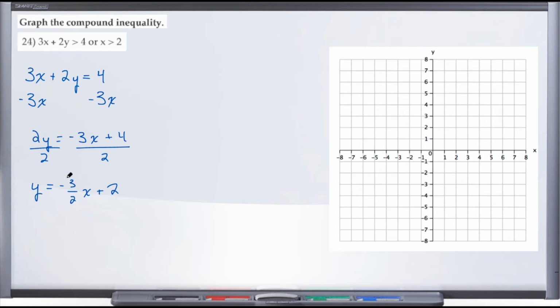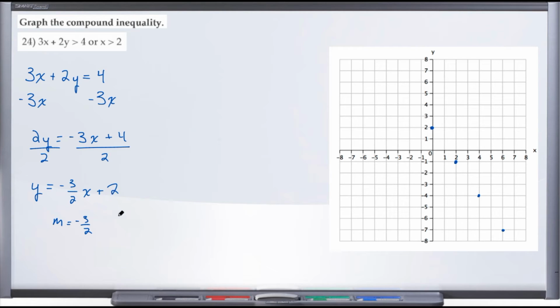Now that we have y equals negative 3 over 2 x plus 2, we know how to graph this. We go to 2 on the y-axis, graph that point, and from that point we use our slope, negative 3 over 2, to find our next point. Starting at the y-intercept of 2, we go down 3 units, 1, 2, 3, and over 2, 1, 2. And there's our next point. We can do that an infinite number of times, but we don't have to, because we only need 2 points to graph a line. But sometimes it's nice to have a few on the grid.